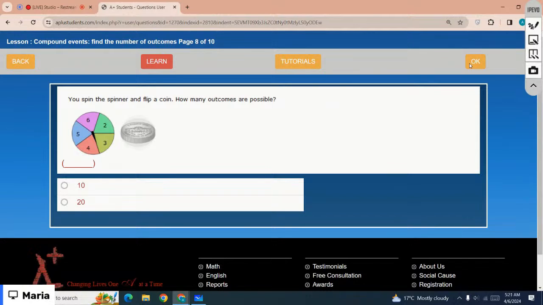You spin the spinner and flip a coin. How many outcomes are possible? Yes, the correct option is 10. It is option number 1 is the correct option. Okay, you can complete the lesson by yourself later today. Let's just move on to the next lesson.